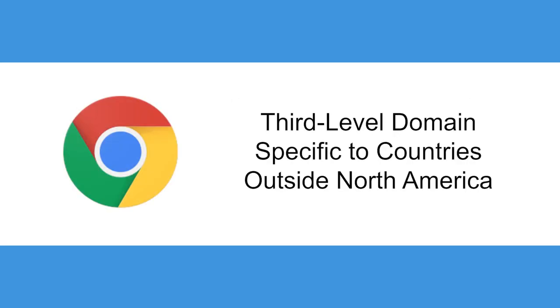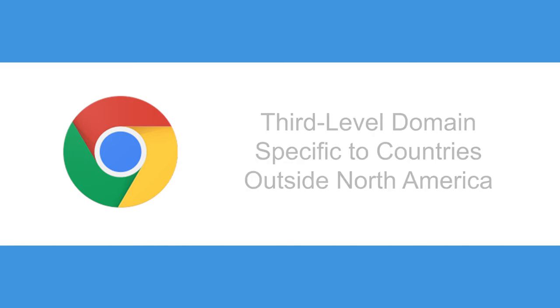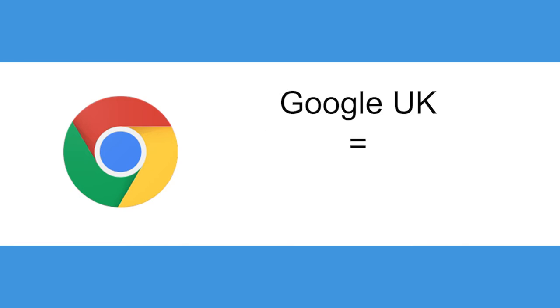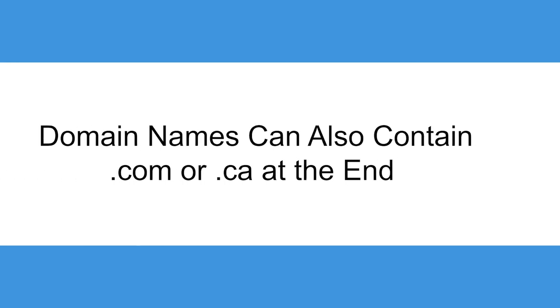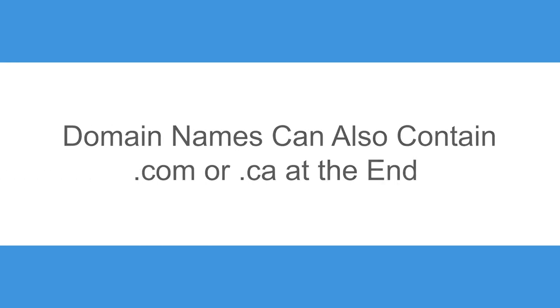Certain websites, such as Google, will have a third-level domain specific to countries outside North America. So for Google UK, it would look like this: www.google.co.uk. Domain names can also contain .com or .ca at the end.